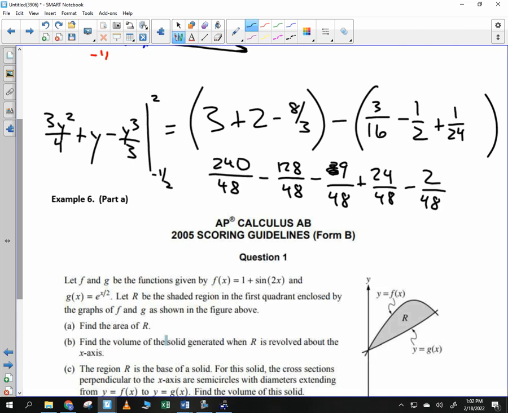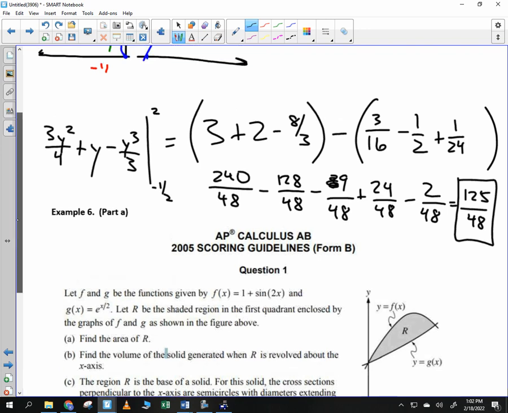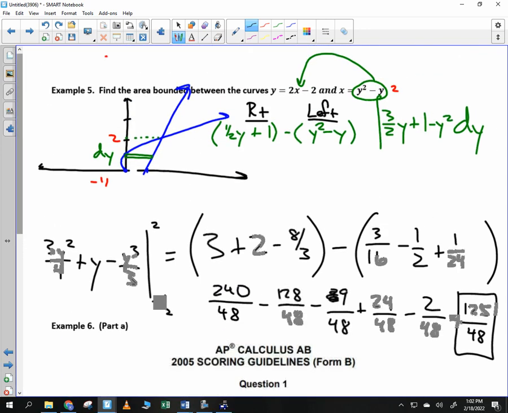And we add them up. 240 minus 128. Yep, 112 minus 9. 103 minus 2. 101 plus 24. 125 over 48. That's the exact area. Yep.